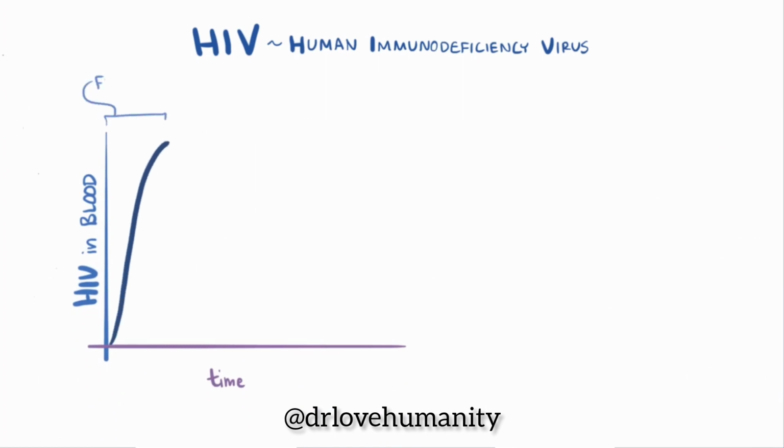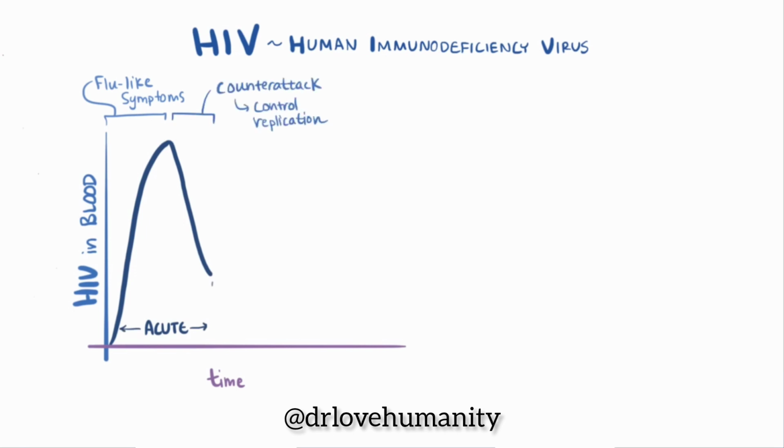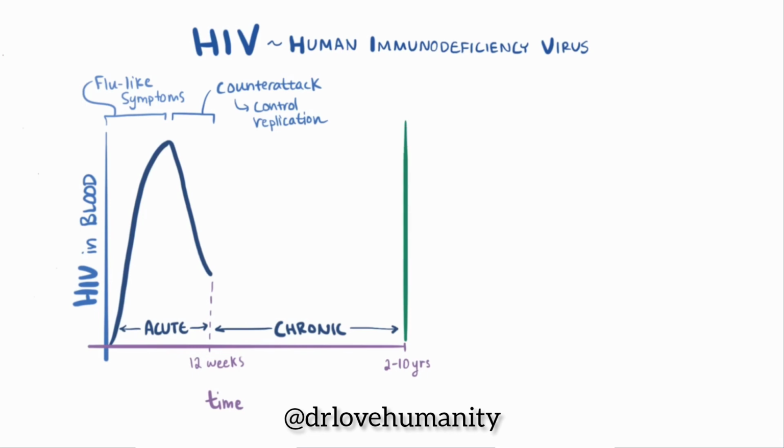Patients typically experience flu-like or mononucleosis-like symptoms during the acute infection. In response, the immune system mounts a counterattack, though, and starts to control the amount of virus replication, and the amount of virus in the blood declines to lower but still detectable levels by 12 weeks, at which point the patient enters into the chronic or clinically latent phase, which can last between 2 and 10 years. If we plot the amount of T cells alongside the amount of virus, we'll see that they loosely mirror each other, which makes total sense, right?